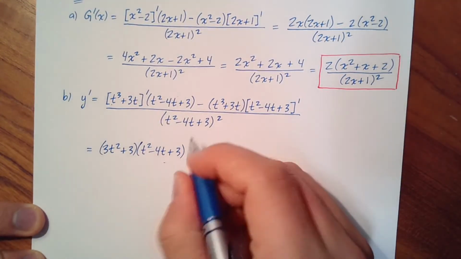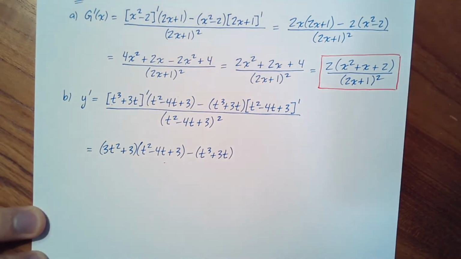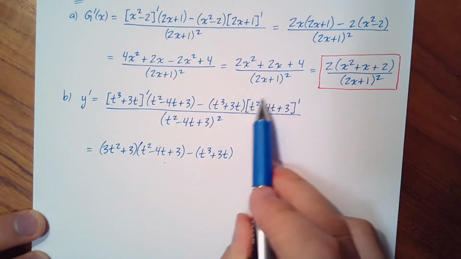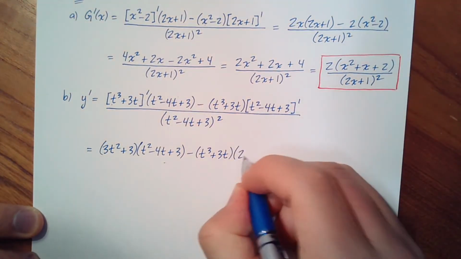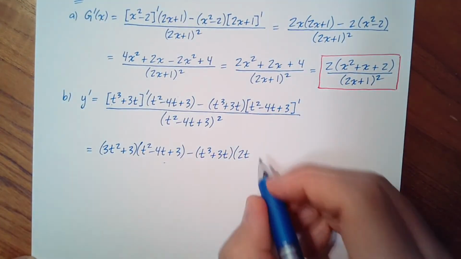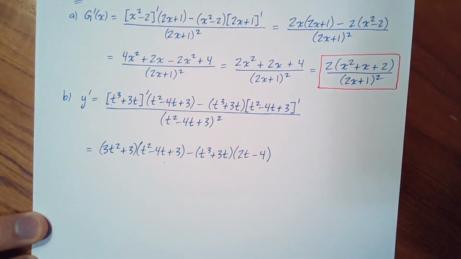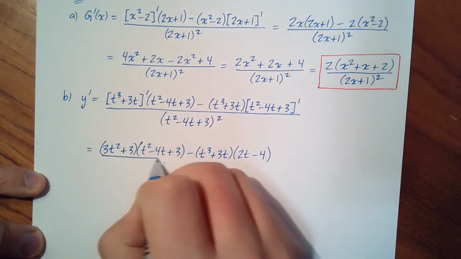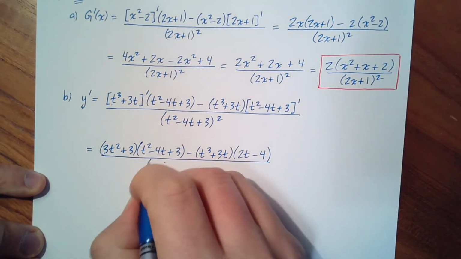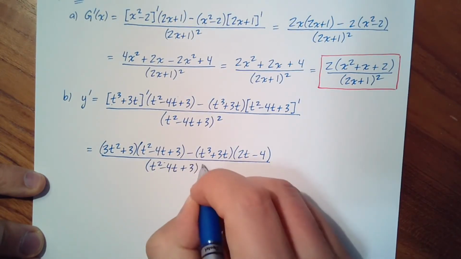Over here we'll have minus t cubed plus 3t, and then we'll have to differentiate this quadratic over here. So t squared, differentiate that, and you're going to get 2t. If you differentiate the minus 4t, you're going to get minus 4. And then if you differentiate 3, it's a constant. So it'll be 0, right? So we can close our brackets there. Okay, so that is our numerator now. And our denominator is t squared minus 4t plus 3 all squared.